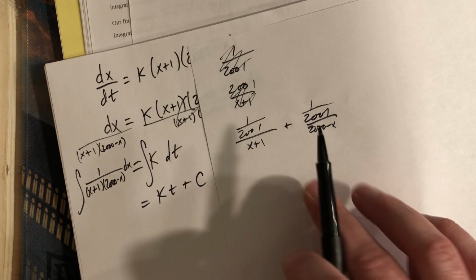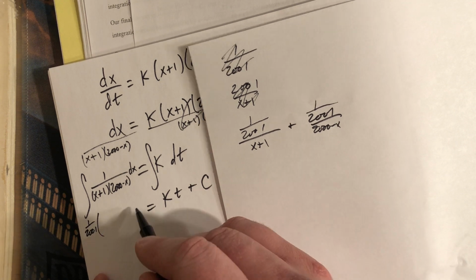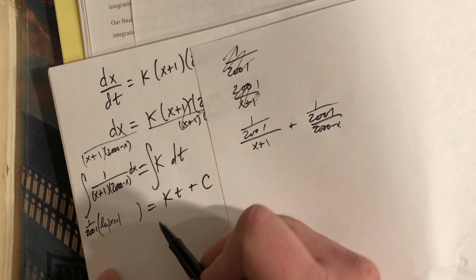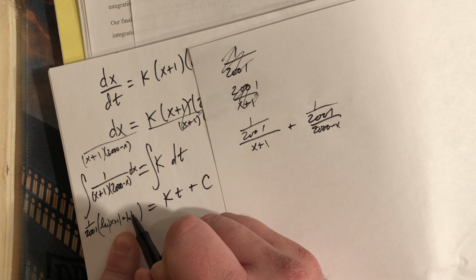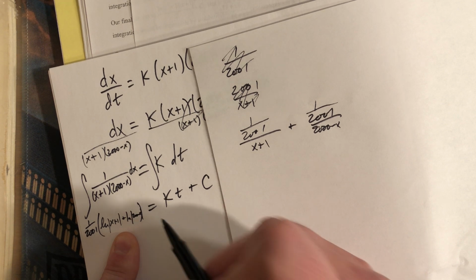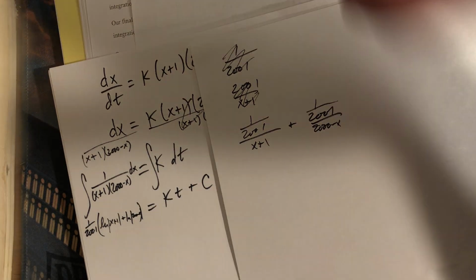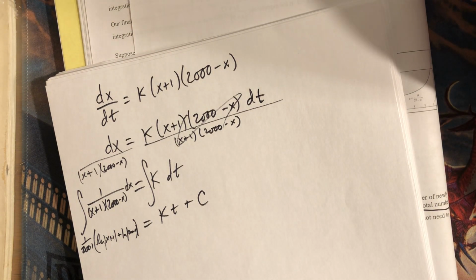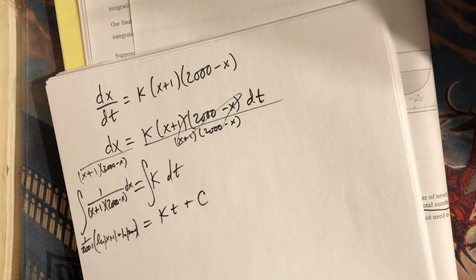So that's what we get. So we can say 1 over 2,000. Oh, you know, we can even factor that out of both of them and just say ln of x plus 1 plus ln of 2,000 minus x. And there's a plus c on this side, but remember when there's a plus c on both sides, we can just say there's a singular plus c on one side that accounts for all of them. And then he said, please don't solve this for x.